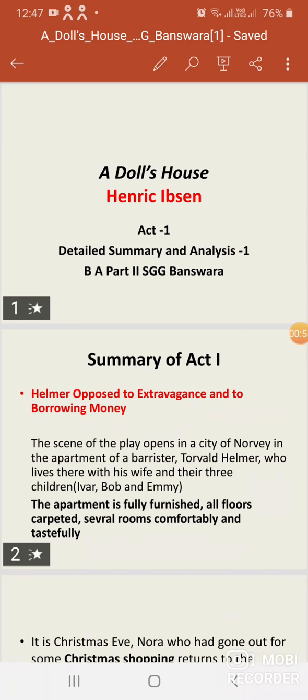Now we shall move to the detailed summary act wise so that you will have a better idea of the story of A Doll's House. So we shall begin with Act 1. Although we shall not be able to complete the whole summary of Act 1 in a single lecture, we will require at least 3 or 4 lectures in order to complete it. But let's begin.